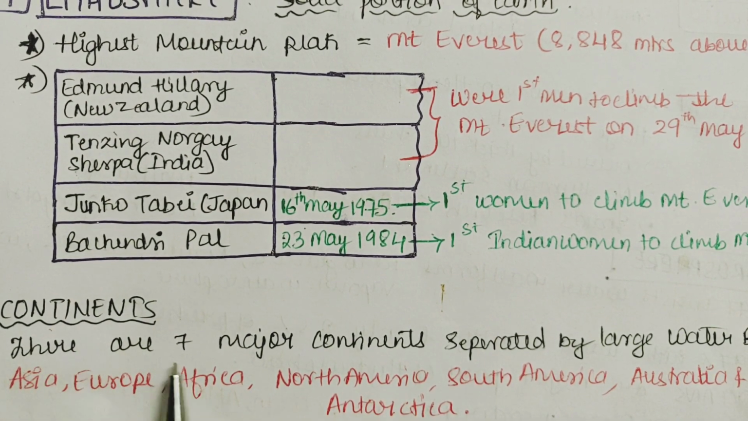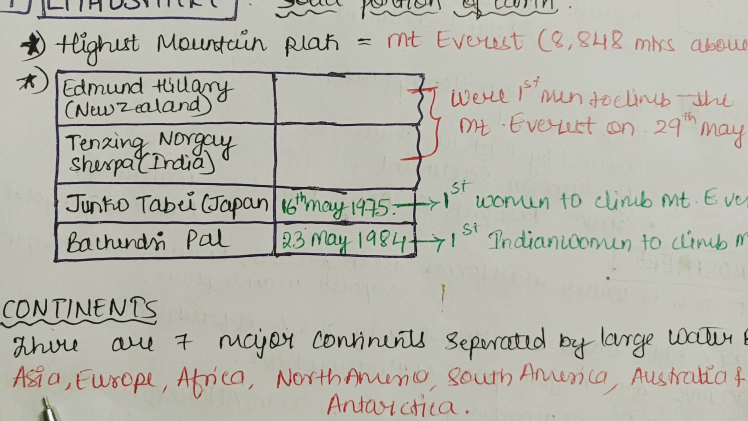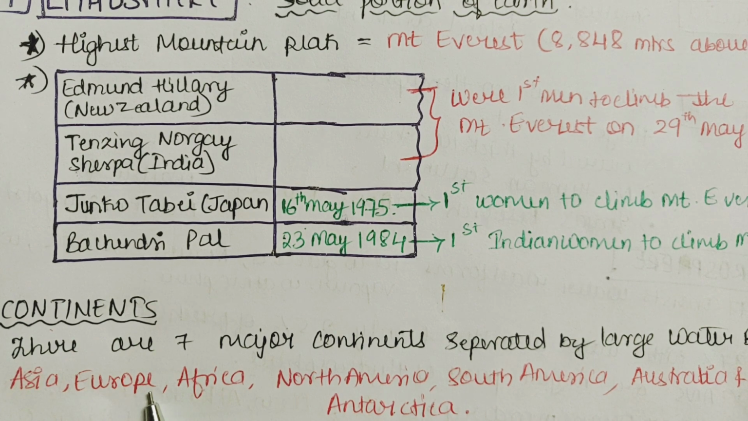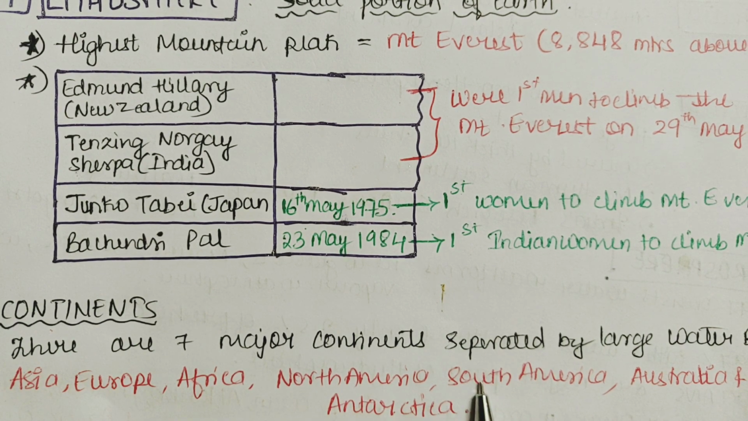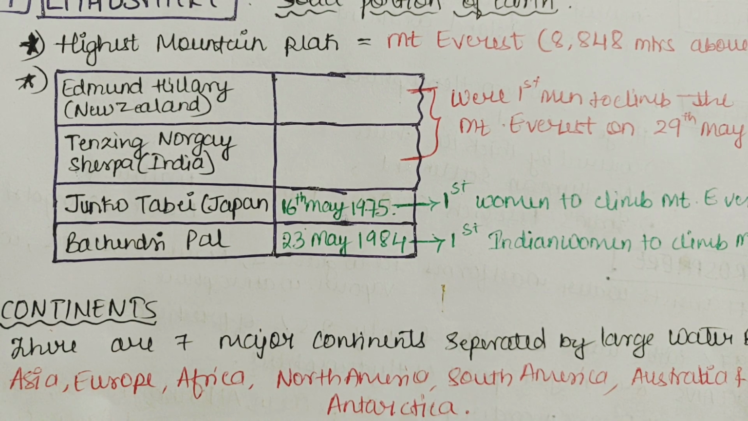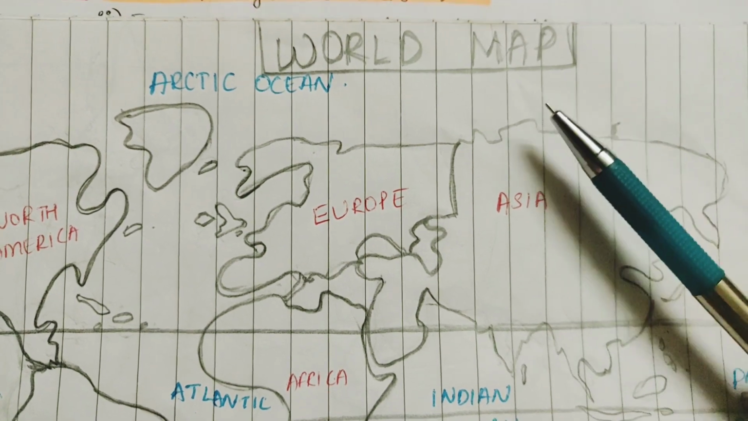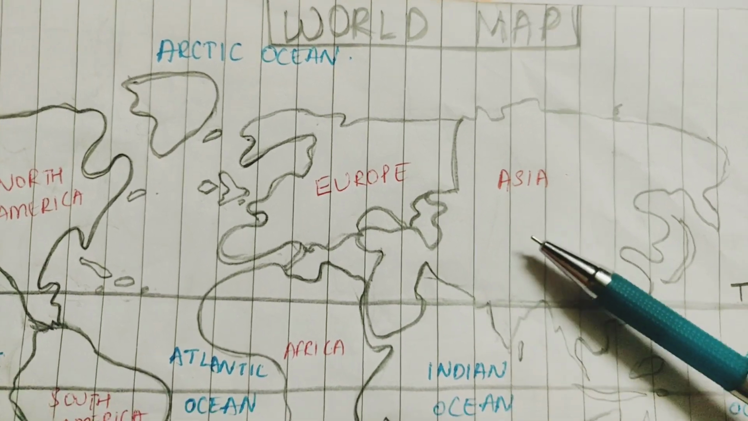Continents. There are 7 major continents separated by large water bodies, namely Asia, Europe, Africa, North America, South America, Australia, and Antarctica. So before knowing deeply about every continent, let us go through this world map. So here I have a rough diagram.